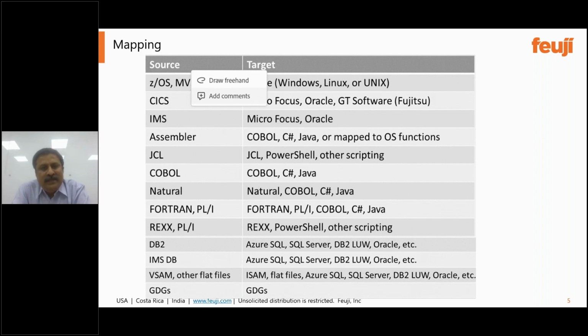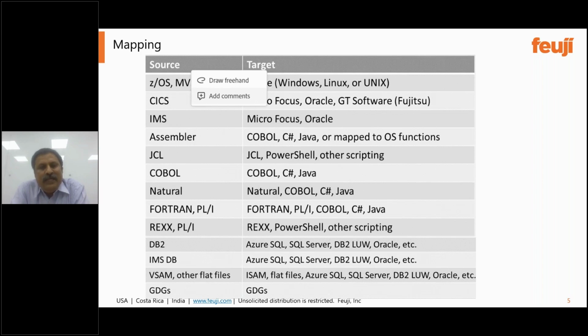CICS, which is basically the online on-demand transaction processing, can go into Micro Focus application server. Oracle has Tuxedo, GT Software, Fujitsu. Databases, Micro Focus, Oracle database. Assemblers, you have COBOL, C, which are mapped to OS functions. JCL can be replaced with PowerShell, and there are many tools like Control-M and others which can also take over those things.